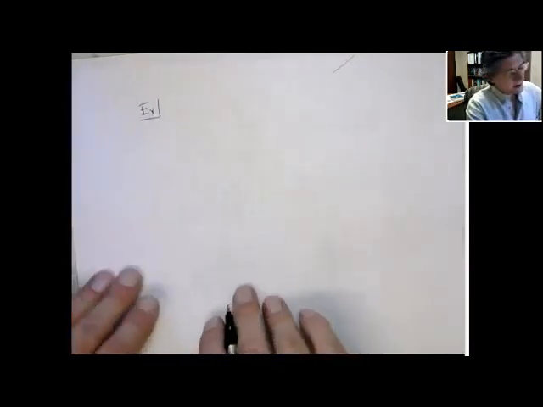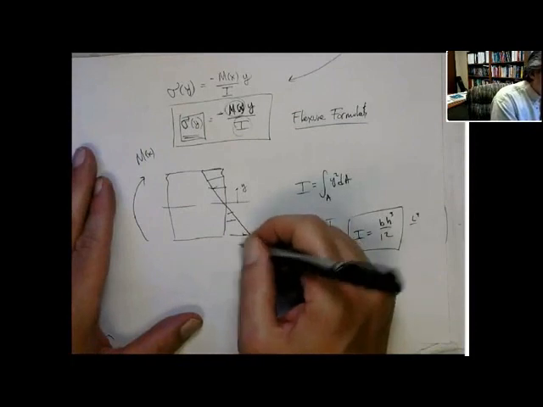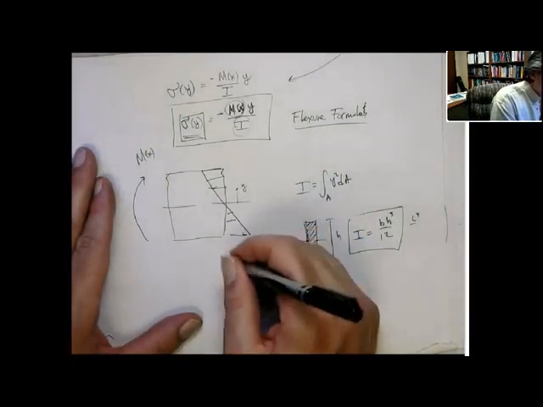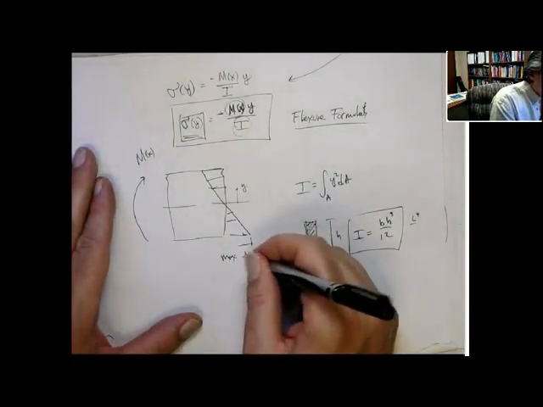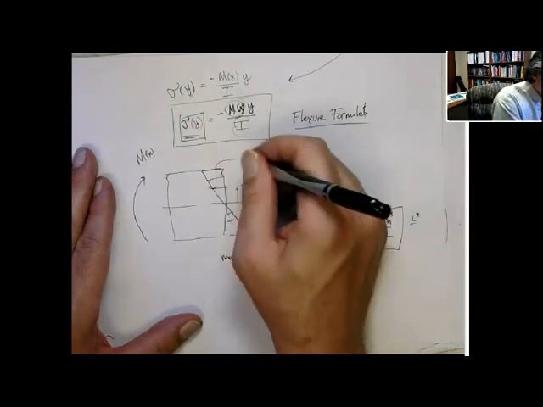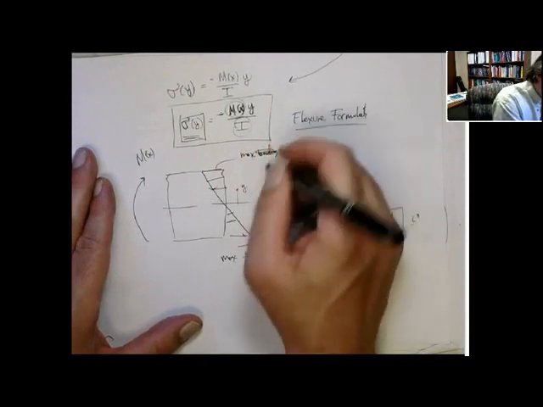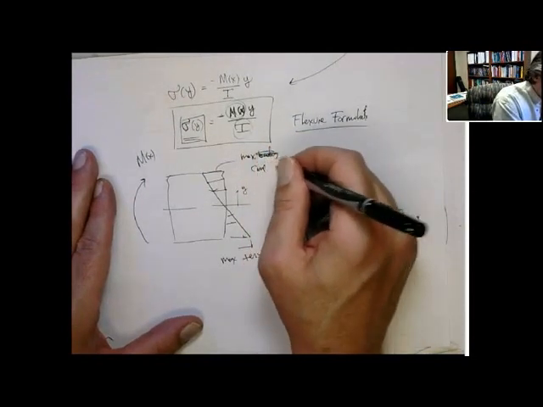Oh, okay, I should mention that. And then what you can see, obviously, is you get the maximum stress here. This is the max tension stress. This is the max bending stress. I'm sorry, the max compression stress.